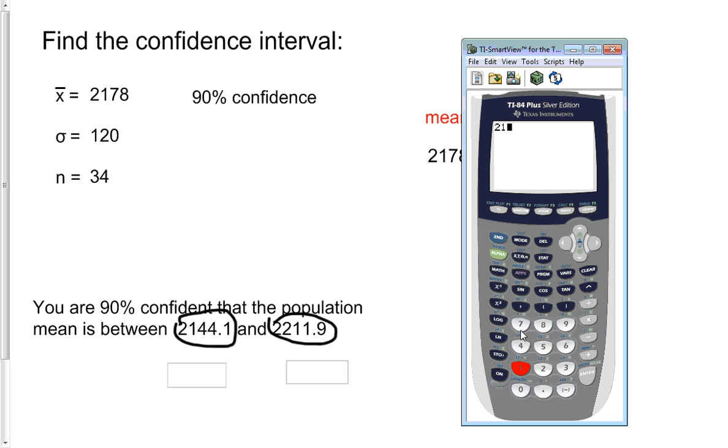We have 2178 minus, we'll subtract our lower bound, 2144.1, and we'll get 33.9 as our standard error. Now just to check that it is in fact the same distance away, if you take 2211.9 and subtract our mean, so if you take our upper bound minus our mean, 2178, you're also going to get 33.9.